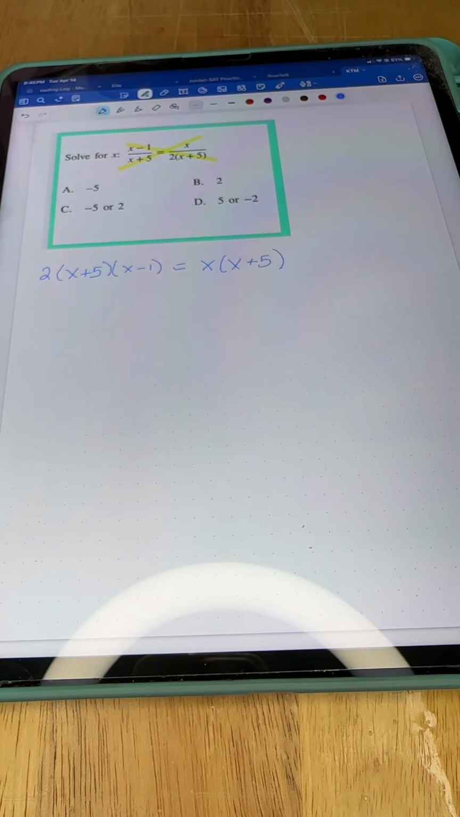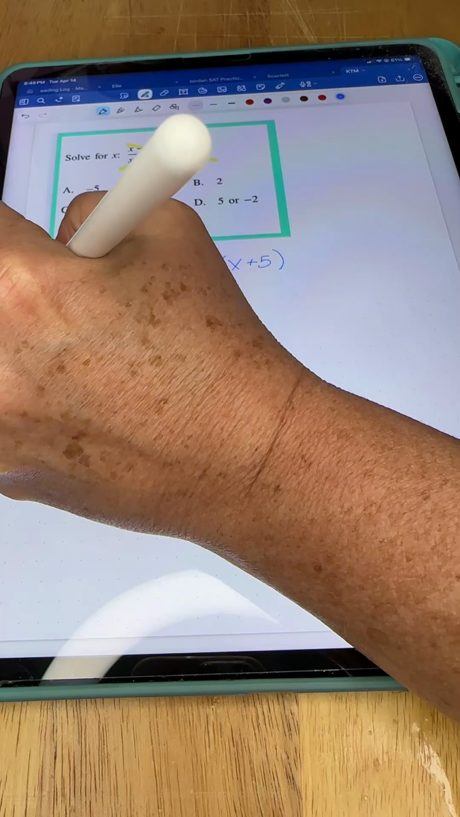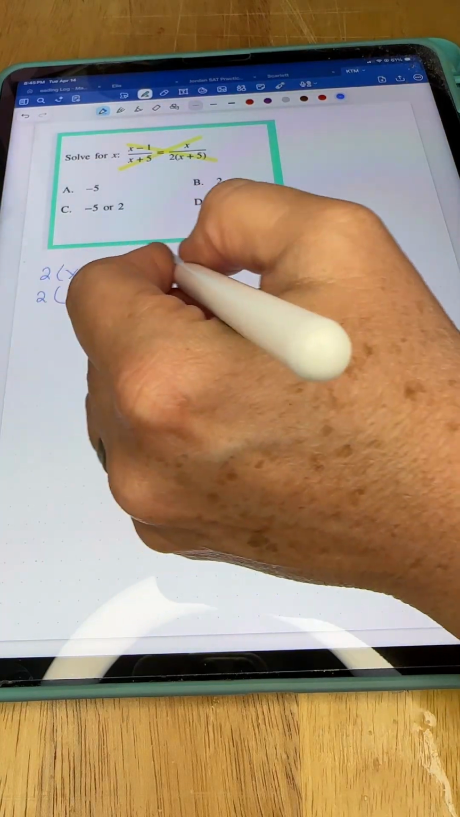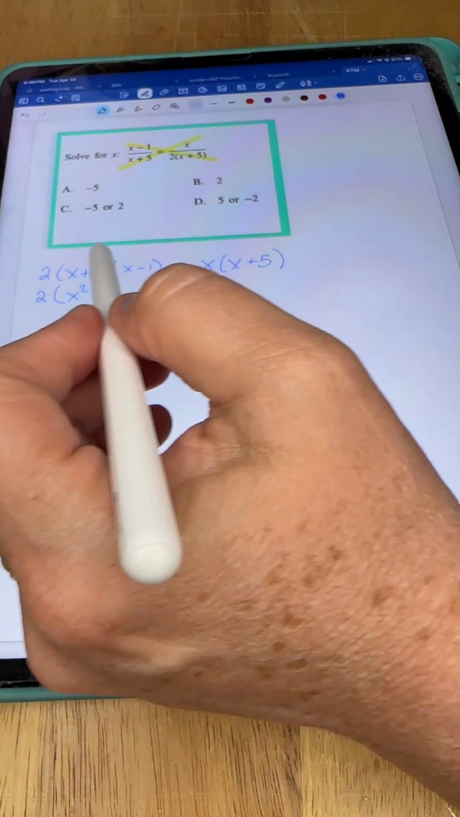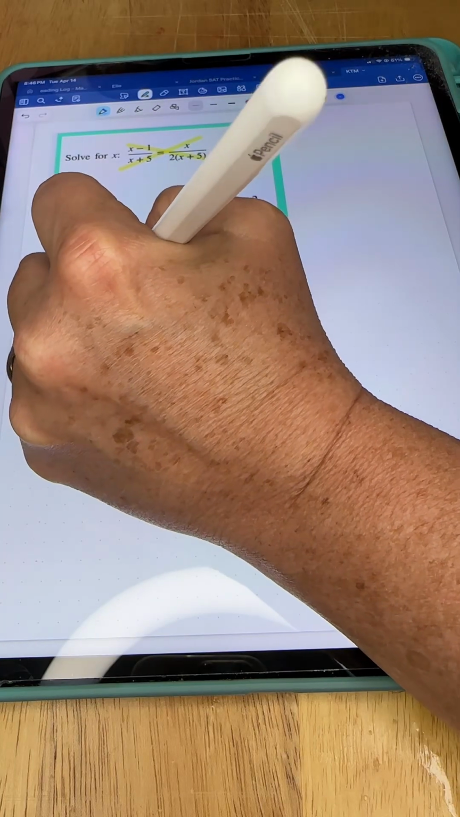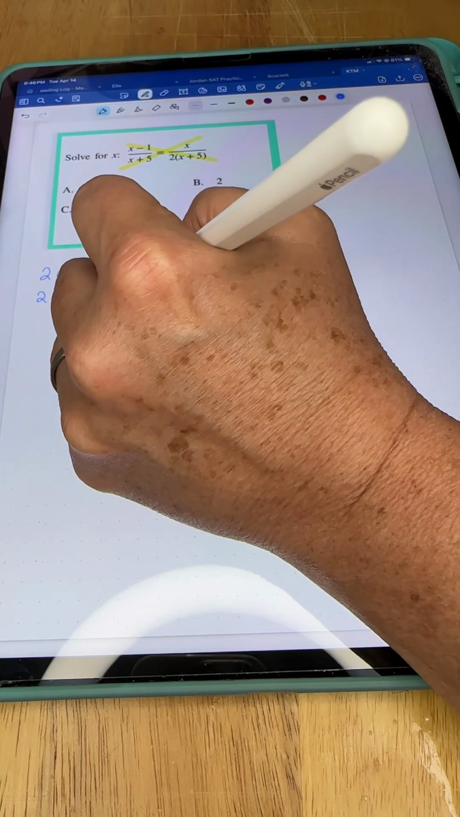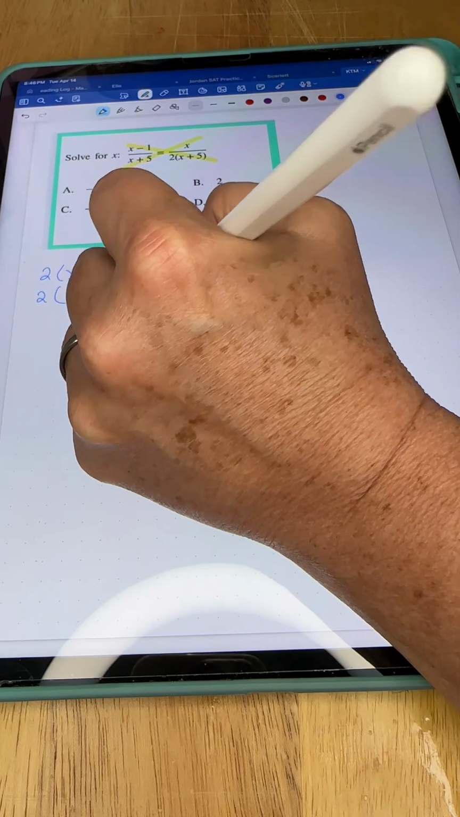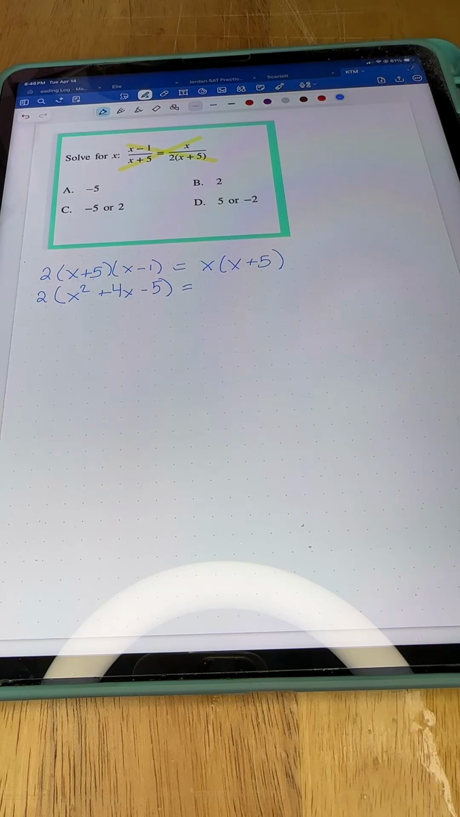Okay, so those are all my factors I'm taking care of, and I'm going to just start condensing this and prettying it up. So I'm going to first multiply my binomials right here, and I'm going to get x squared. Negative 1x plus 5x is going to give me positive 4x. And then positive 5 times negative 1 is going to give me negative 5, okay? Now, I've done a whole other video on multiplying binomials like we just did here, so you are more than welcome to go watch that.